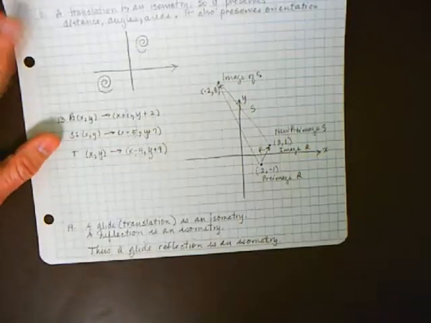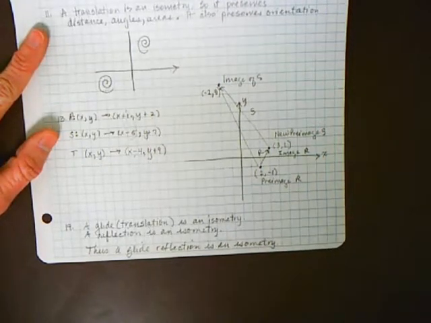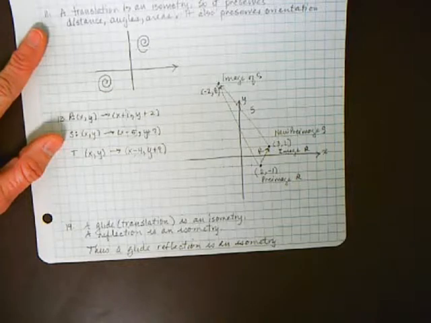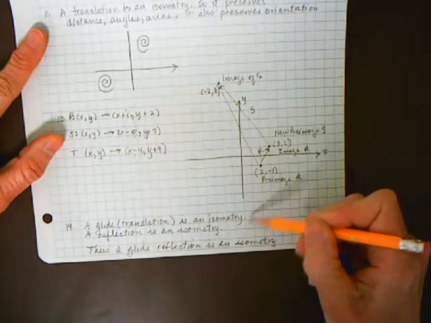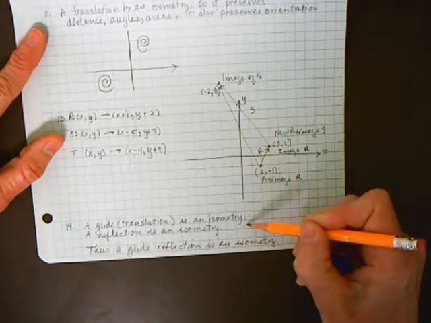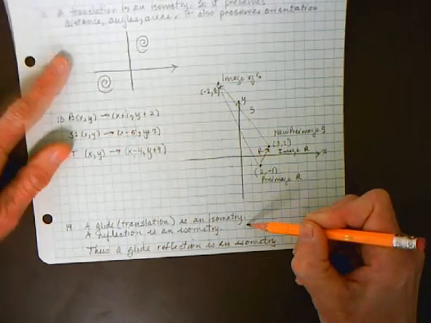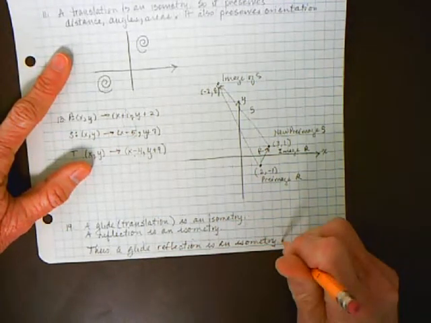Okay, a glide reflection is an isometry because it's a composition of two isometries. A glide is an isometry. That means it preserves distance, angle, and area. A reflection is an isometry. It preserves distance, angle, and area. So when you put the two together, if you glide first and then reflect, it's also going to be an isometry. Preserves distance, angle, and area.